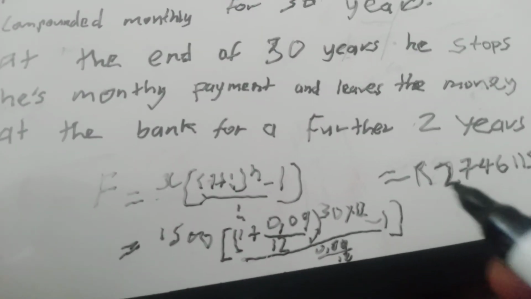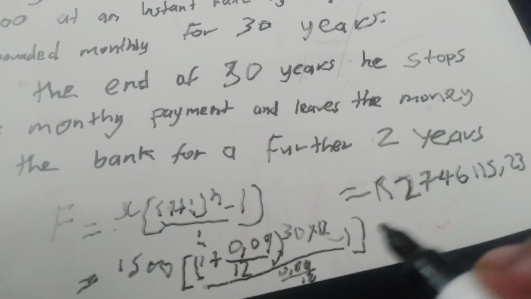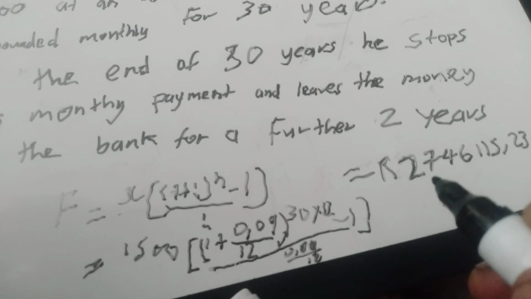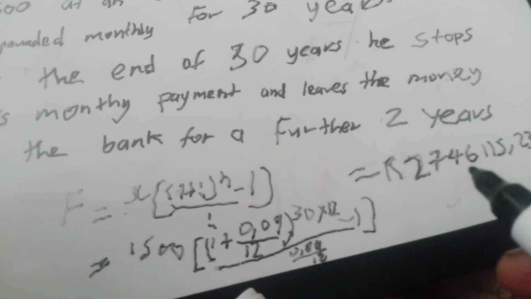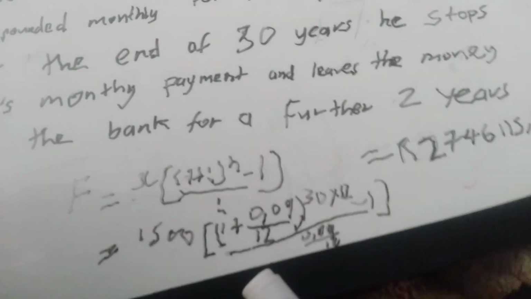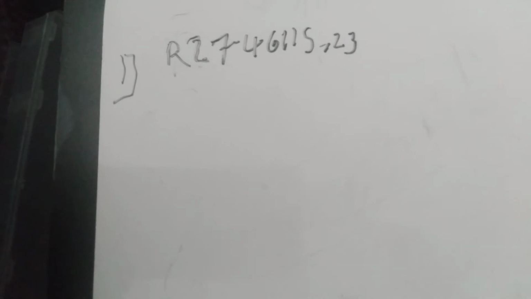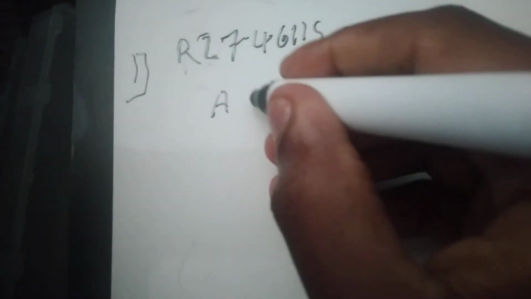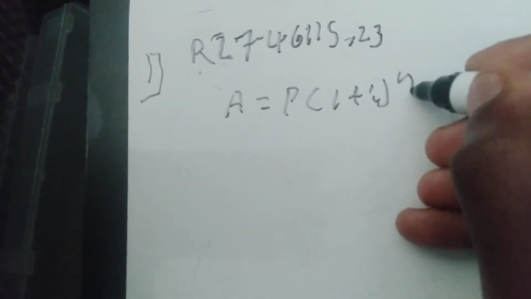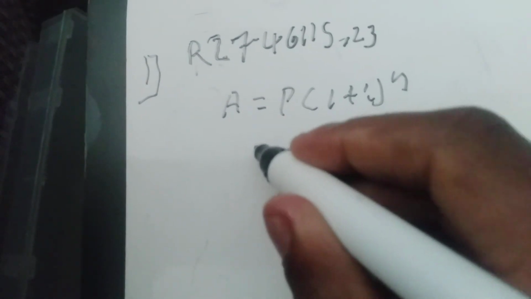Okay, so using the method, this is the answer we're going to get. So when we finish the 30th year, this is going to be the answer, and then this is going to be left in the account for a further 2 years. So let's calculate that. The money is left for a further 2 years, so we're going to use the compound interest formula, right? A is what we're looking for. So what will the guy have in total?